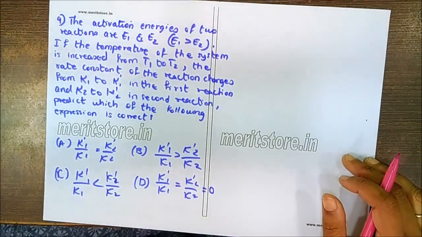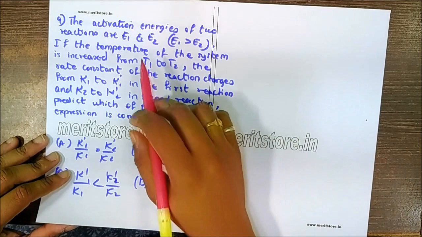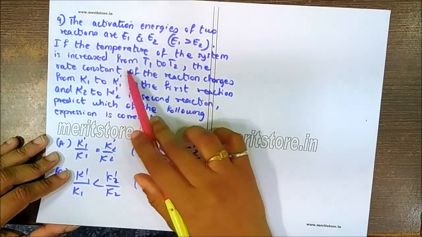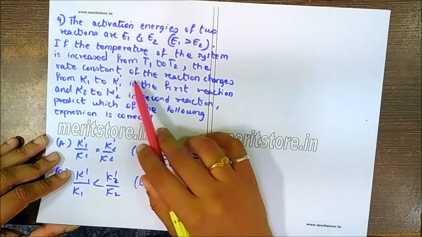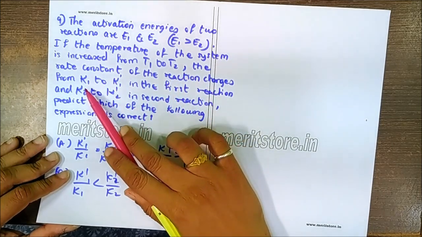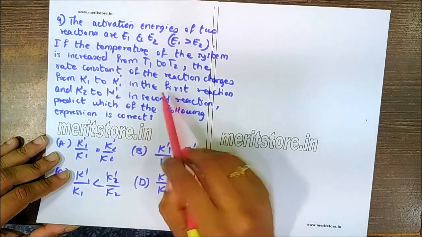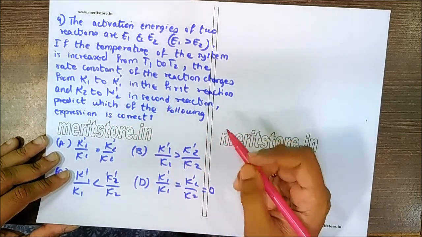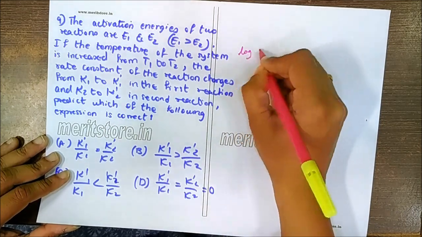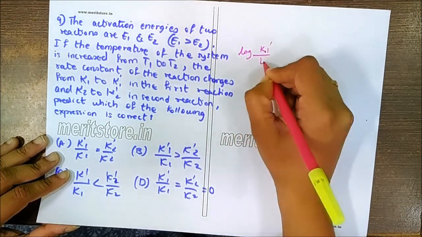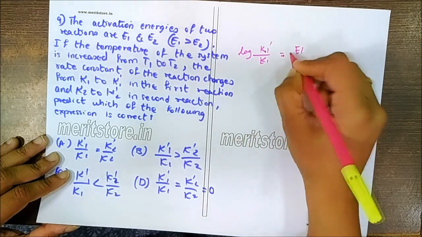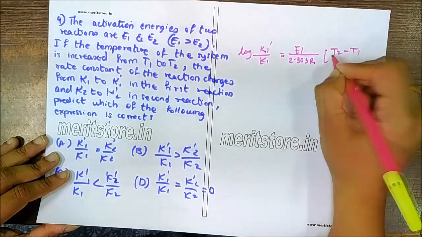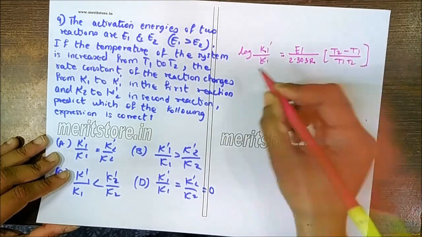The activation energies of the two reactions are E1 and E2, where E1 is greater than E2. If the temperature of the system is increased from T1 to T2, the rate constant of the first reaction changes from K1 to K1 dash, and of the second reaction from K2 to K2 dash. Which expressions are correct? Log of K1 dash upon K1 is equal to E1 upon 2.303 R into T2 minus T1 upon T1 into T2.